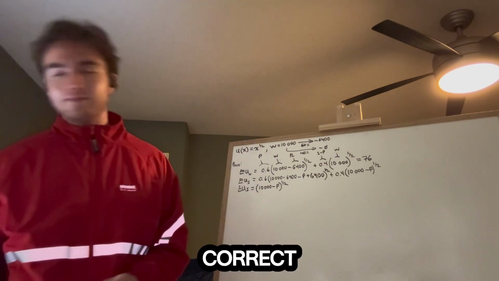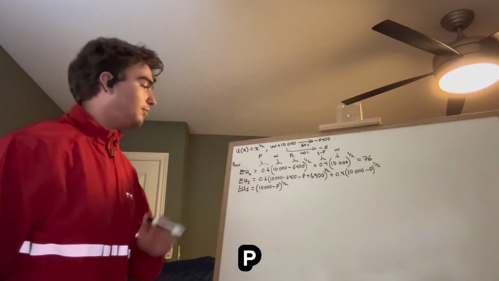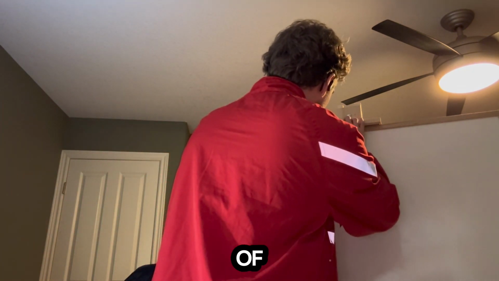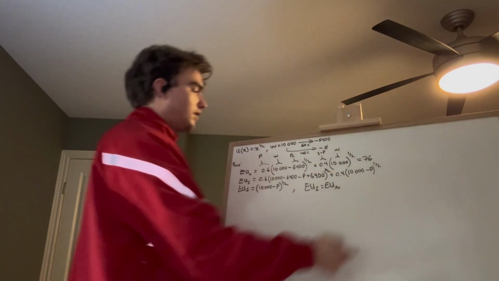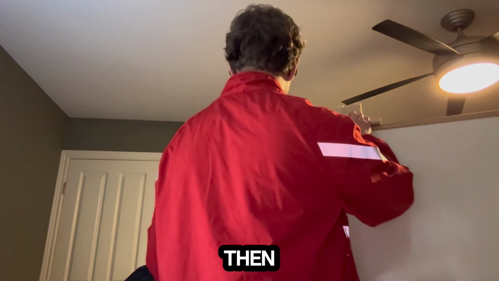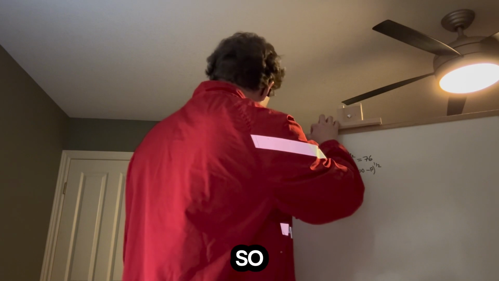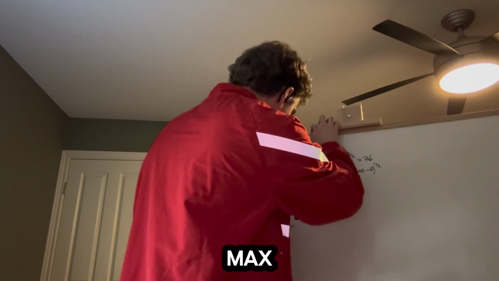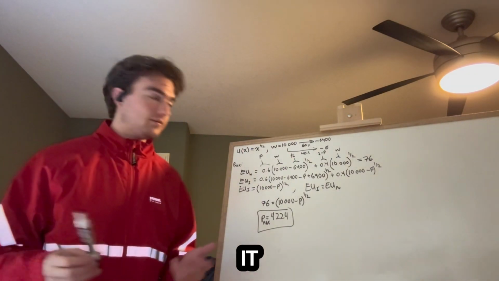That is correct. And for our final step, if we want to find our Pmax, we make expected utility of insurance equal to expected utility of no insurance. So EU of I equals EU of N. And then, so 224. So that is your Pmax. That's how you solve it.